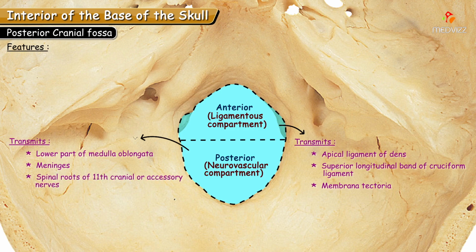And the spinal roots of the 11th cranial nerve, that is the spinal part of the 11th accessory nerve, run upwards into the foramen magnum to join with the cranial part and come out through the jugular foramen as the 11th cranial nerve or accessory nerve. So this is also an important structure. And next is the meningeal branch of the upper cervical nerves. The upper cervical nerve gives meningeal branches, sensory nerves to supply the meninges in the posterior cranial fossa.